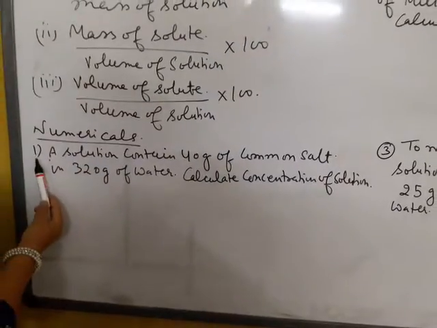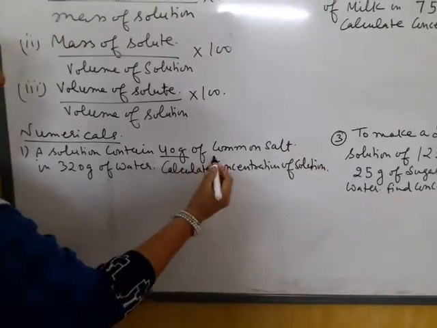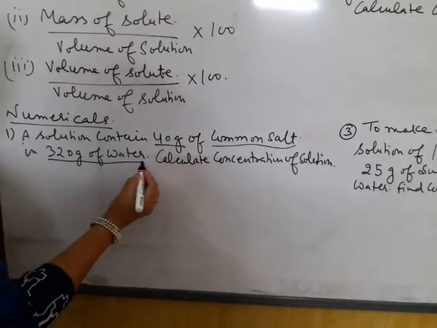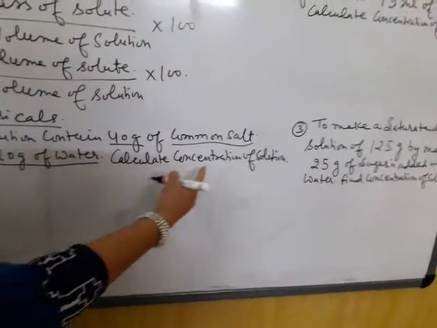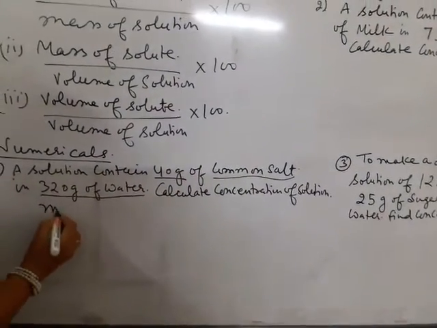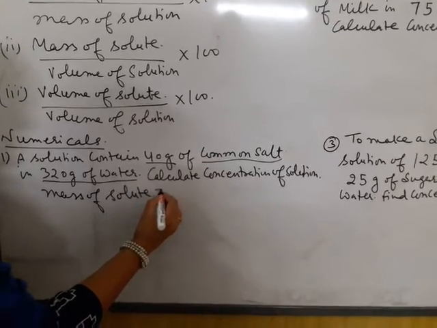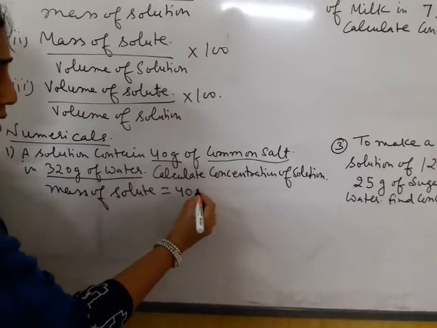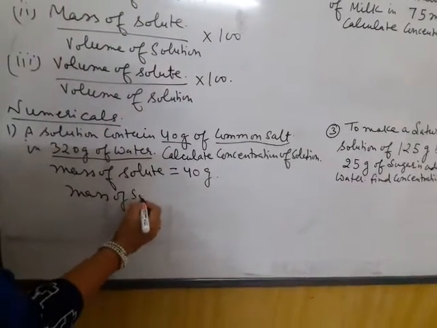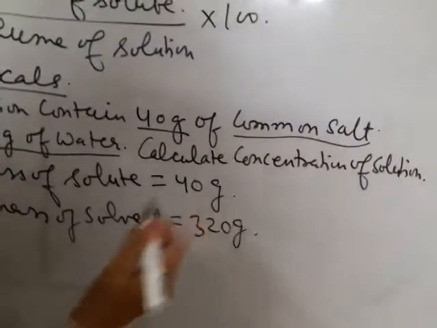Now, first numerical: a solution contains 40 gram of common salt in 320 gram of water. Calculate concentration of solution. Now we are given mass of solute. Solute is in less quantity, so common salt is solute, it is 40 gram. Mass of solvent, water is the solvent here, it is 320 gram.